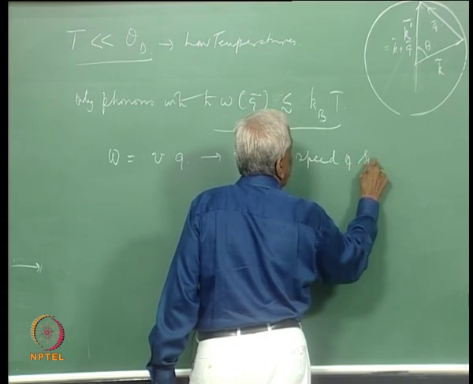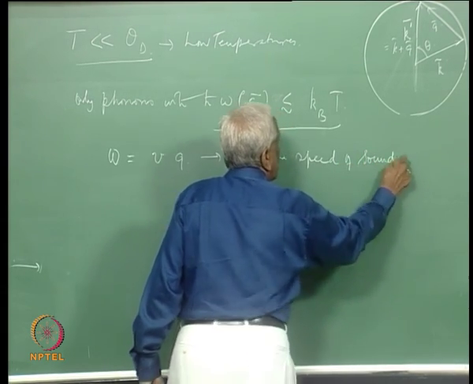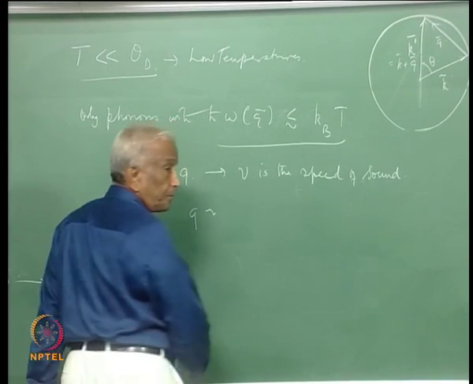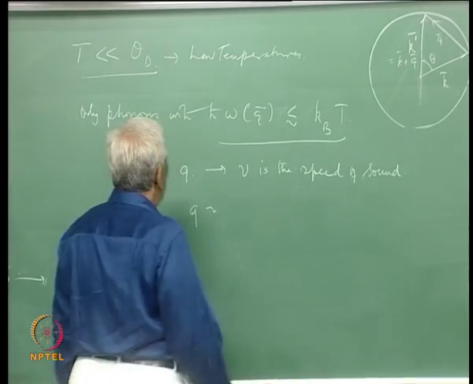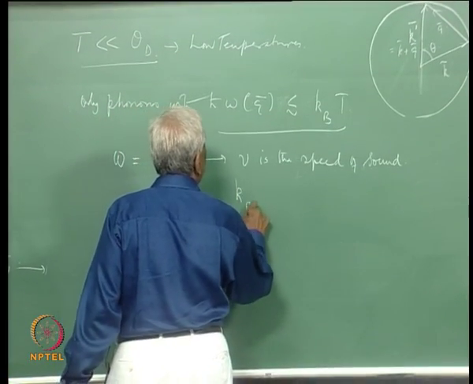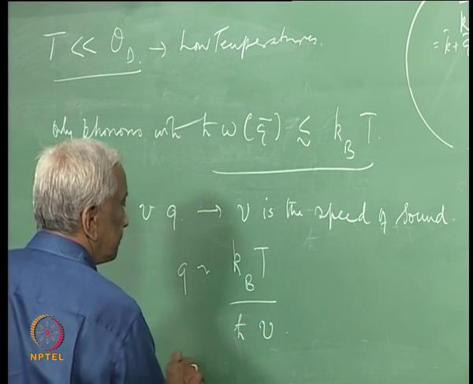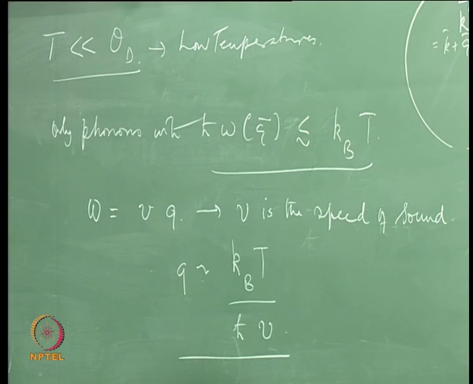In the medium. So, that Q is of the order of kBT by h cross V. That is the condition for the phonon wave vector.